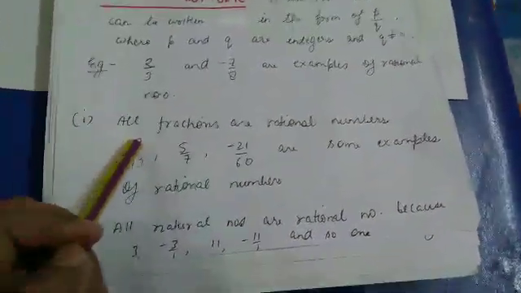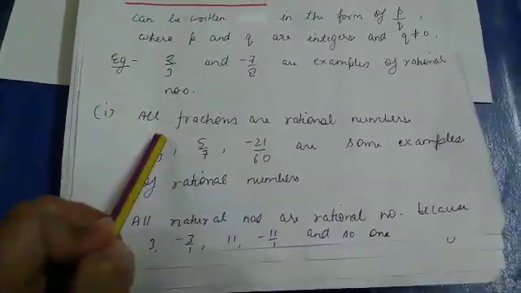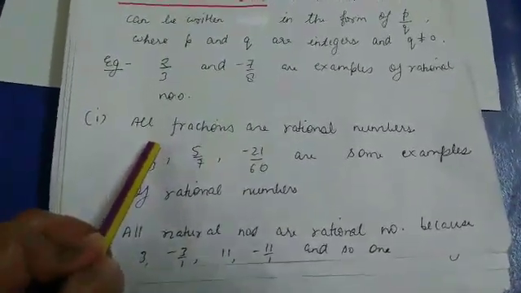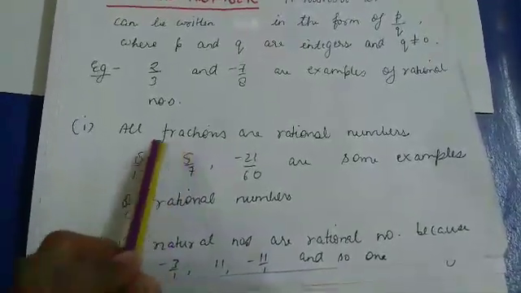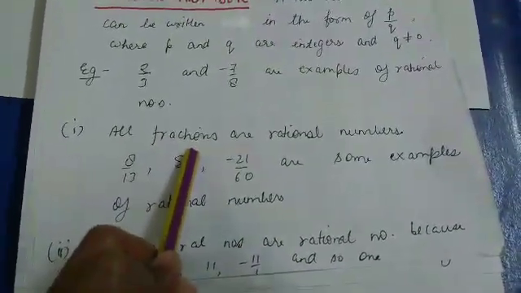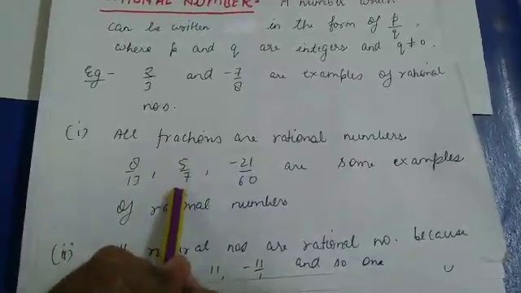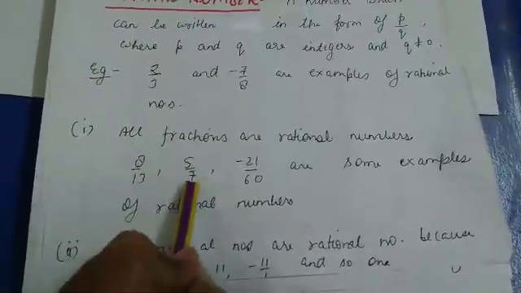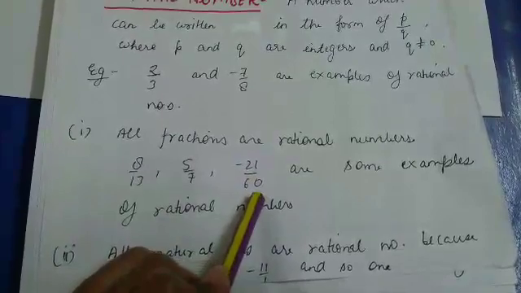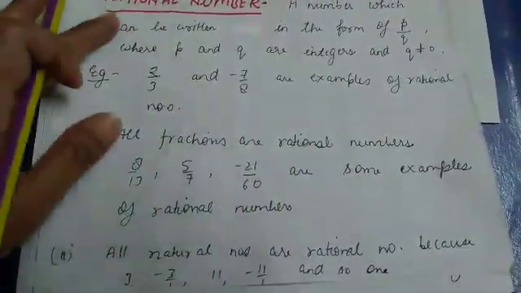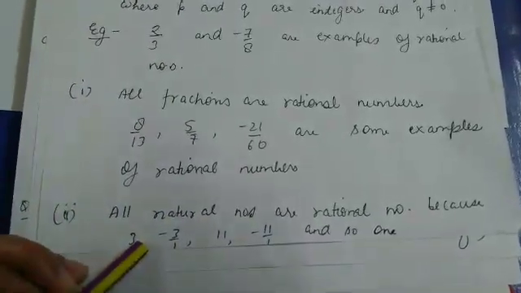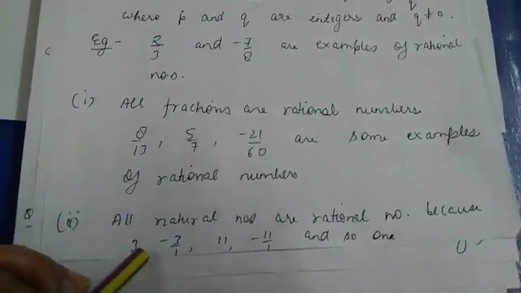Now come to a few points related to rational numbers. All the fractions, I think everybody must be knowing about fractions, you have already studied in class 6. All the fractions are rational numbers. A few examples are 8 upon 13, 5 upon 7, -21 upon 60. These are some examples of rational numbers. It means all the fractions come under rational numbers.